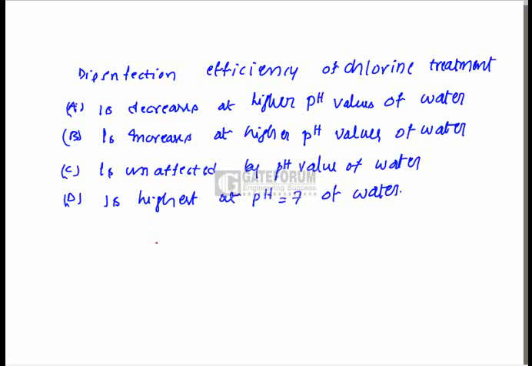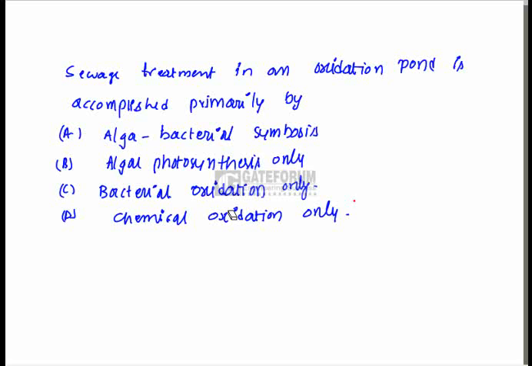We know the disinfection efficiency and pH relationship. As the pH increases, the disinfection efficiency of chlorine treatment is going to decrease. If you see the options, it decreases at higher pH value of water. So option A is correct. See the question. Sewage treatment in an oxidation pond is accomplished primarily by chemical oxidation. Here in this option, option D is correct.